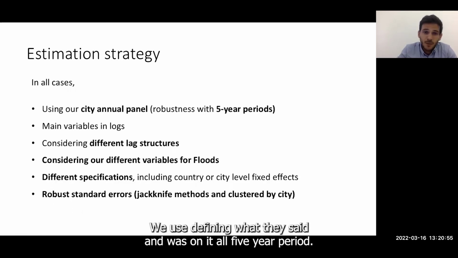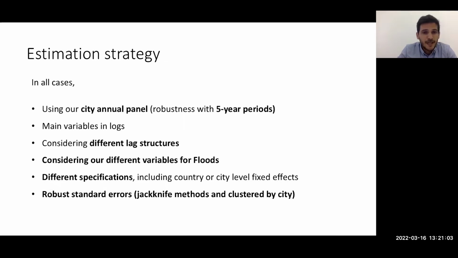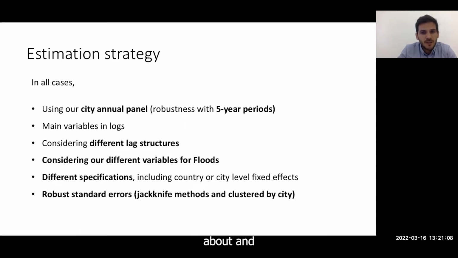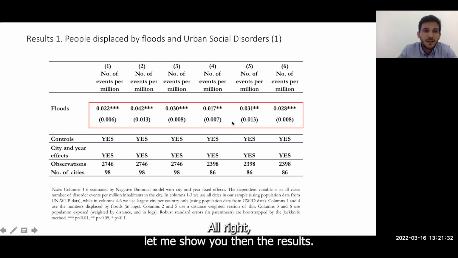We use the panel, as I said, annual panel or 5-year periods, main variables in logs, different log structures, all right? And we consider the different variables for floods that I told you about, and different specifications, but I'll be showing you city level fixed effects, all right? This is basically the reduced form: disorders in city i, country j, time t as a function of floods, some controls, time and city fixed effects, all right? Let me show you then the results.